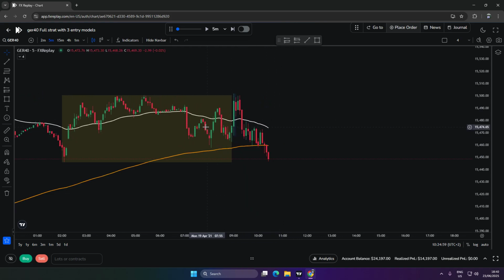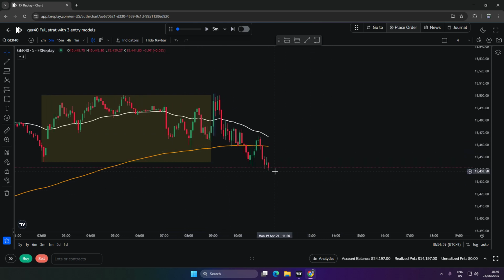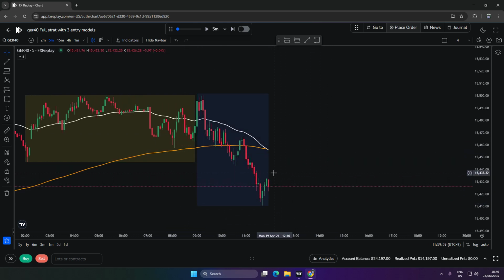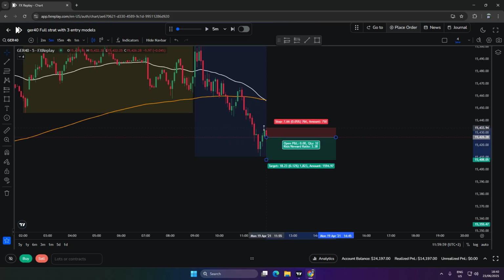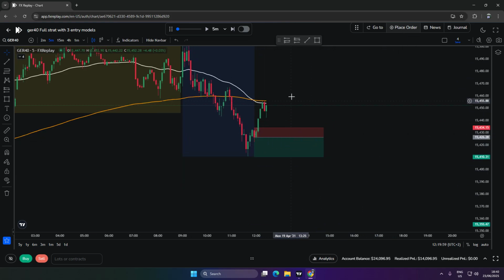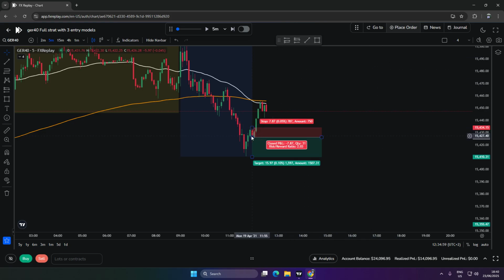So we already know entry model 2 is not possible. So now we're going to look for entry model 3. So this happened. This is our first candle takeover. Do it a little bit above. Place the order. Now it's a loss. Oh.